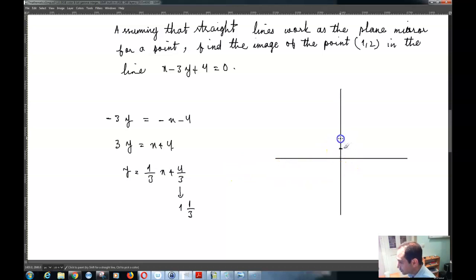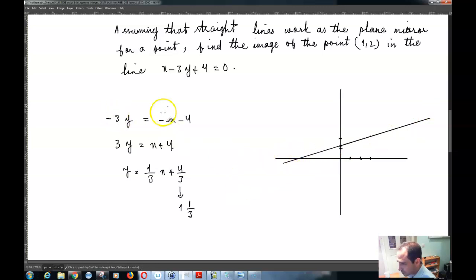1 1/3 would be, for example, let's say that this is 1 1/3 over here, and the slope 1/3 would be, for three units of horizontal change, you have 1 unit of vertical change, meaning that 1, 2, and 3, and then 1 unit of vertical change, you would end up somewhere over here, and this would be your line.